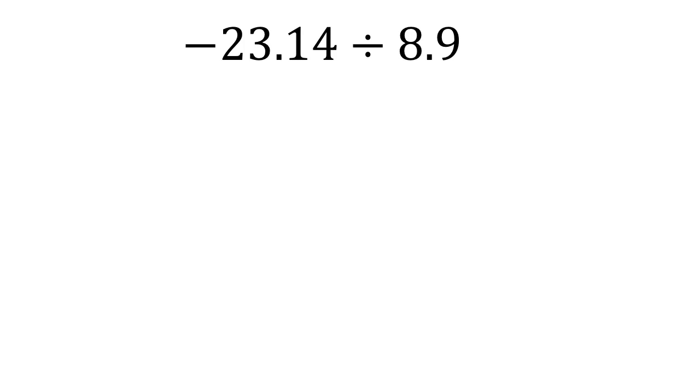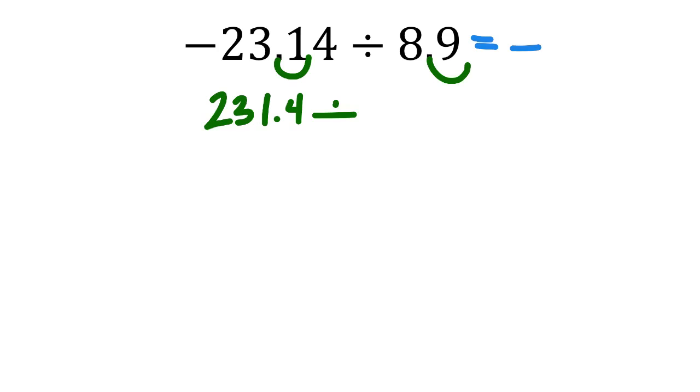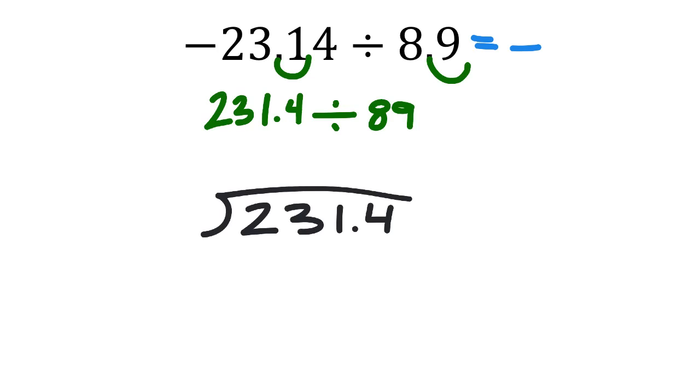The first thing I noticed on this one is that there's one negative, which means our answer is negative. So we'll get that out of the way. And then this division stuff. I don't want that 8.9. I would really like that to not have a decimal. So if I move it one place value to the right, I have to move this one also one place value to the right, which makes this 231.4 divided by 89. Now we can use long division on this. Let's see how this turns out.